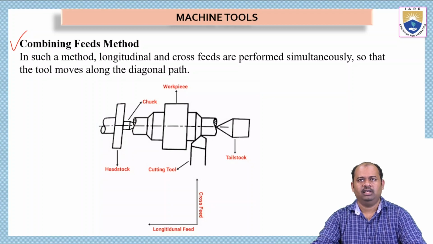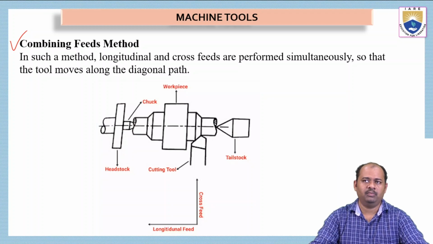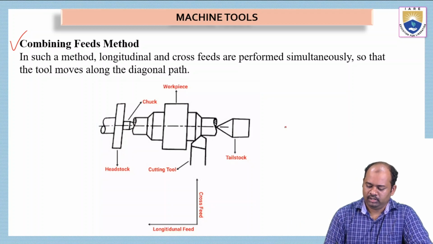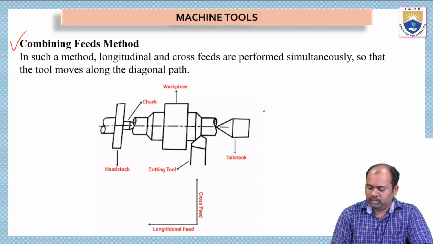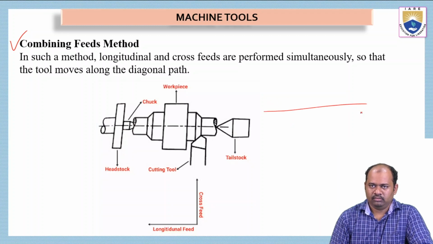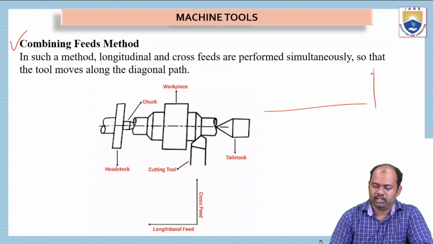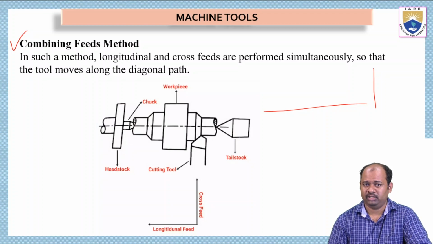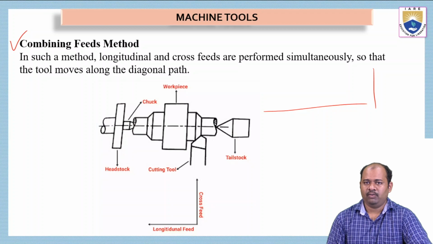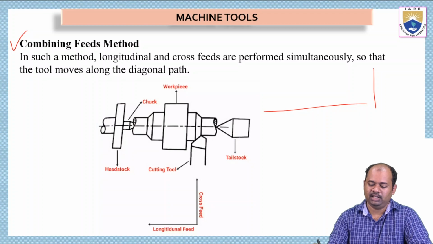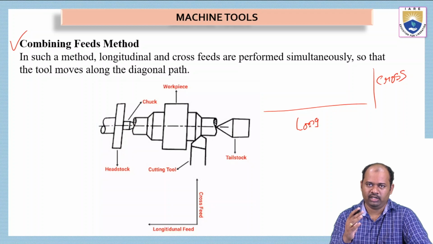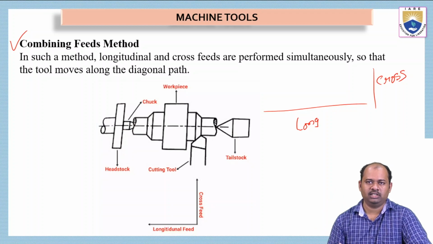In such a method, longitudinal and cross feeds are performed simultaneously so that the tool moves along a diagonal path. So see here, if we want to give a horizontal feed, we can simply give it. And if we want to give a vertical feed, we can simply give the depth of cut. So if you want to do taper turning, we have to give these two feeds at the same time. This is the cross feed and this is the longitudinal feed, along the length of the workpiece and along the cross section of the workpiece.